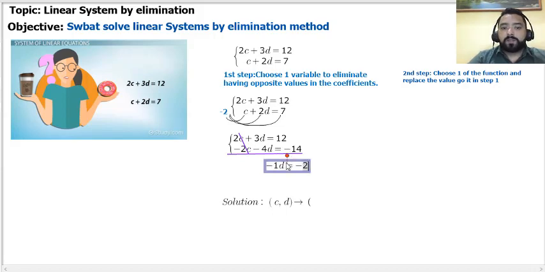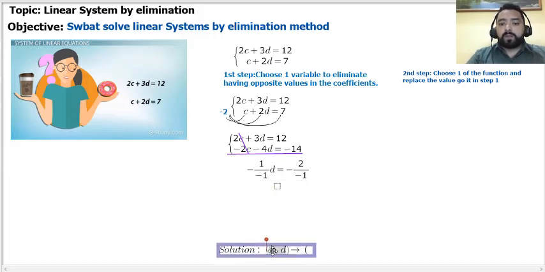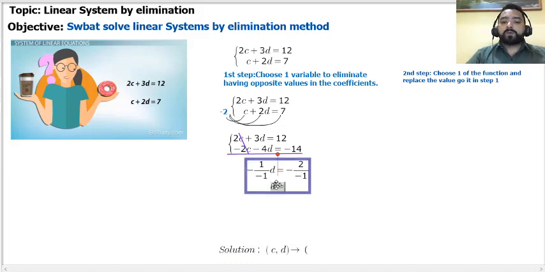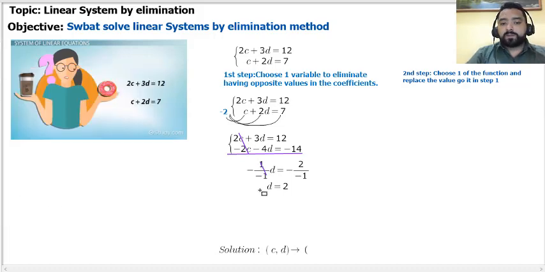So in this case, we have 3d minus 4d, which is negative 1d, equals 12 minus 14, which is negative 2. Remember, the variable needs to be positive, so we are going to divide both sides by negative 1. We divide by negative 1 because we have to keep the equality in the equation. So d equals negative 2 divided by negative 1, which is positive 2. Negative 1 divided by negative 1 is positive 1, so they cancel.